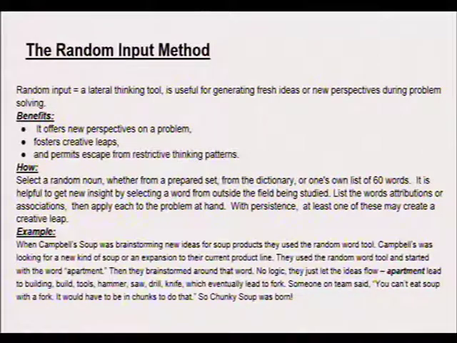That's got nothing to do with soup. It's just a word, it's random, it doesn't make sense. They brainstormed around the word, no logic, they just let the ideas flow. Apartment led to building. Build, tools, hammer, saw, drill, knife, which eventually led to fork. Someone on the team said, you can't eat soup with a fork. It would have to be in chunks to do that. So the chunky soup was born. And that's how creativity then plays a role when you use the random input method.